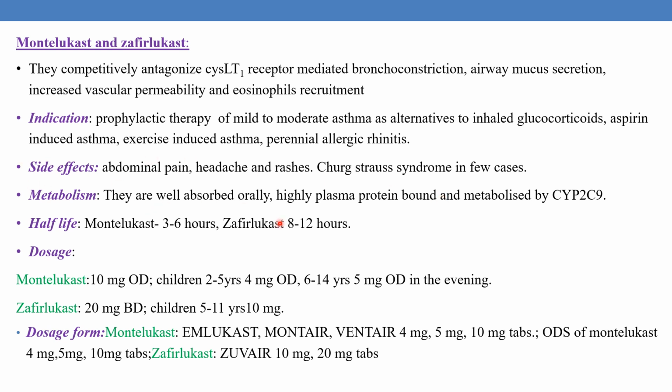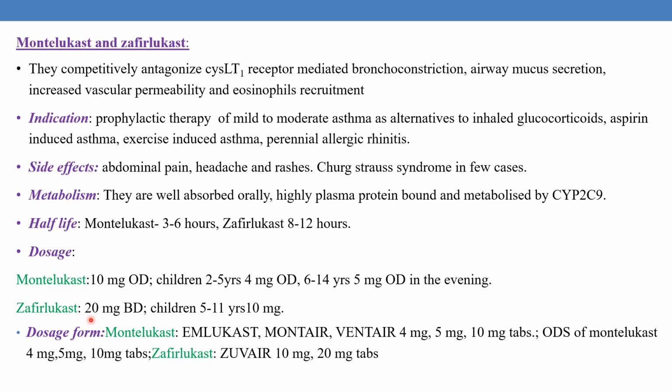Coming to metabolism, they are well absorbed orally, highly plasma protein bound, and metabolized by CYP2C9. Coming to half-life, montelukast T-half is 3 to 6 hours, whereas zafirlukast T-half is 8 to 12 hours. Coming to dosage, montelukast is available in the dose of 10 mg once daily, for children 2 to 5 years of age it is given as 4 mg once daily, and for children 6 to 14 years of age it is given as 5 mg once daily in the evening.